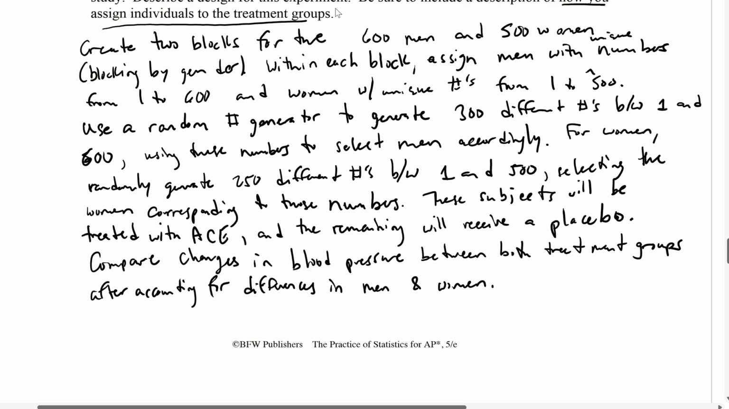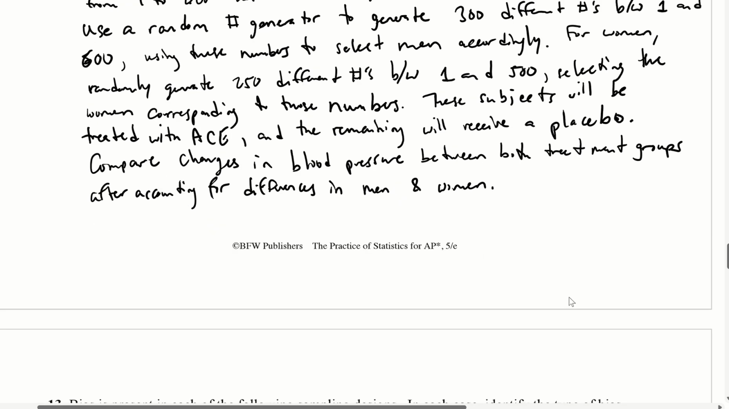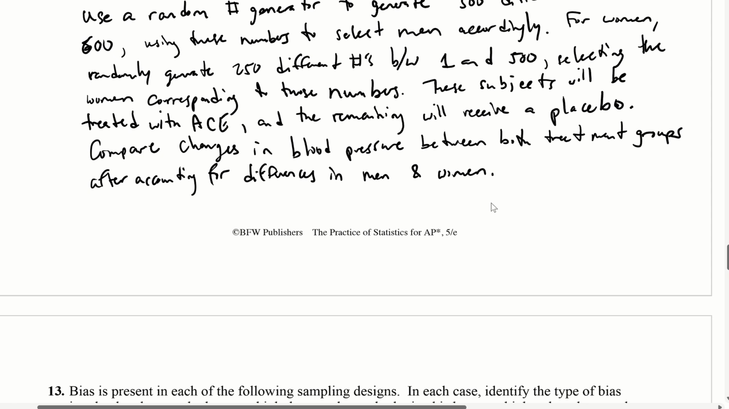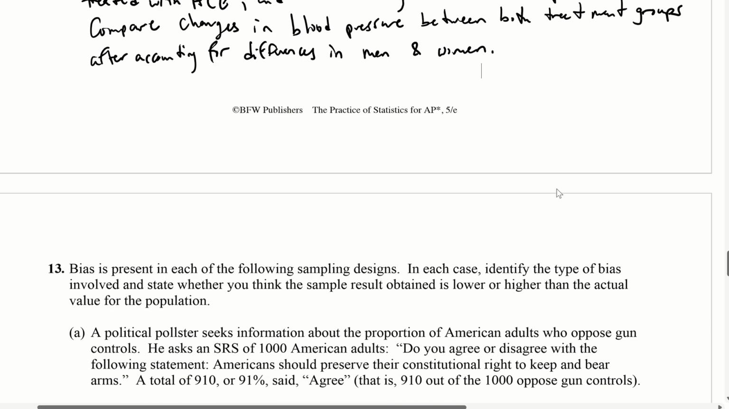Okay, so we talked about the blocking. We talked about how many in each block. We talked about how we select those individuals and randomly assign them to treatments. And then we talked about comparing the blood pressures between the groups. Okay, so that's the overall experimental study, the design.